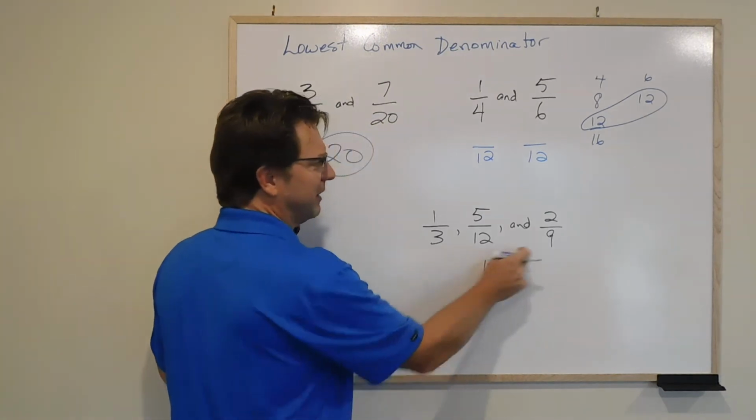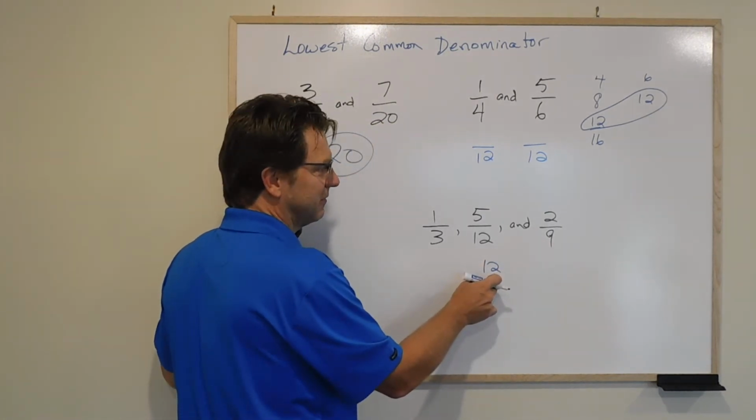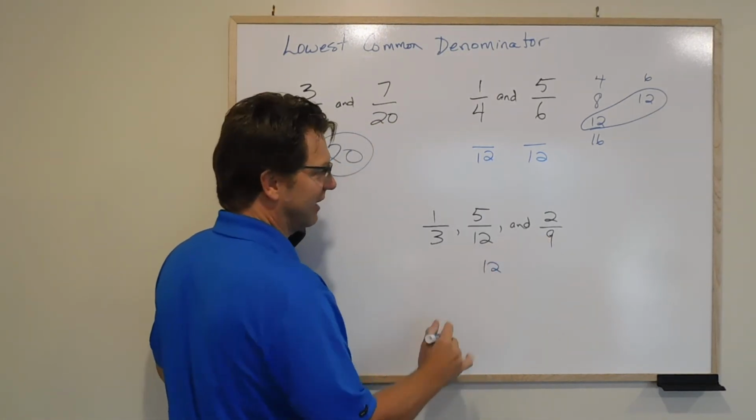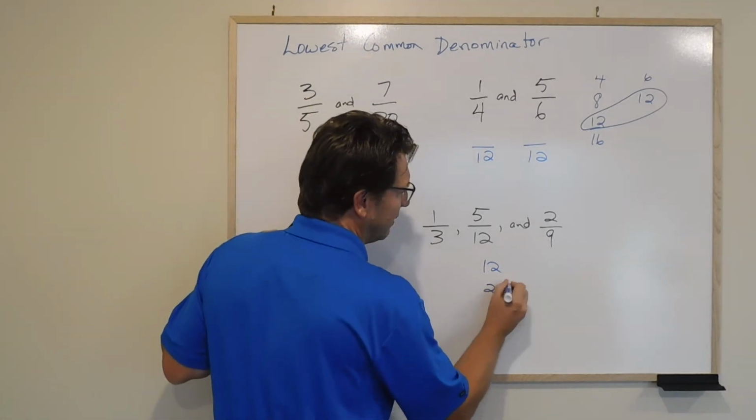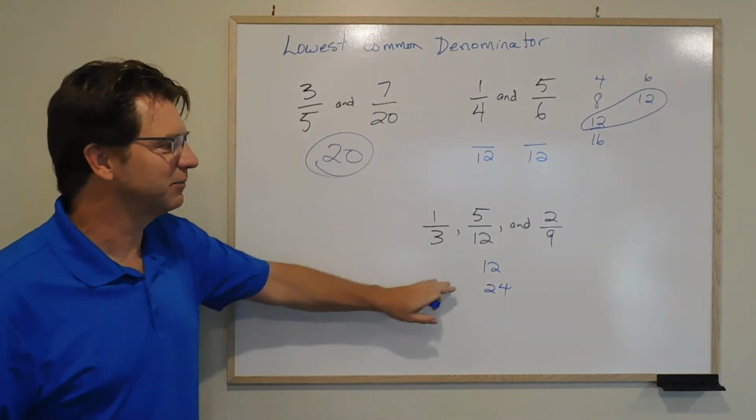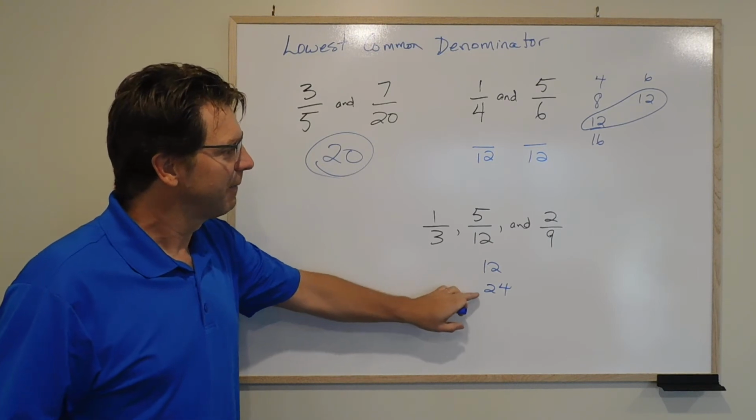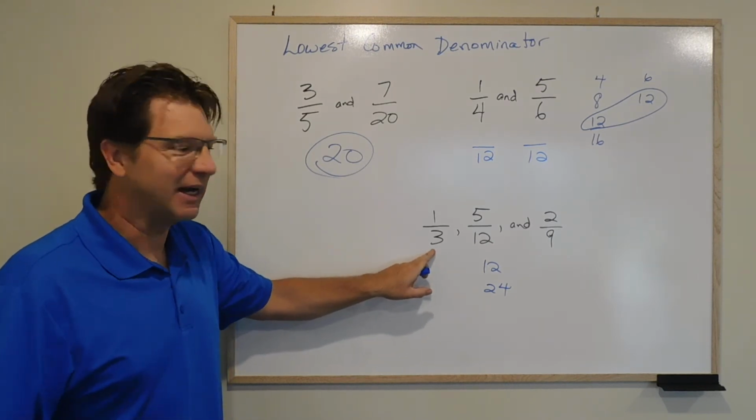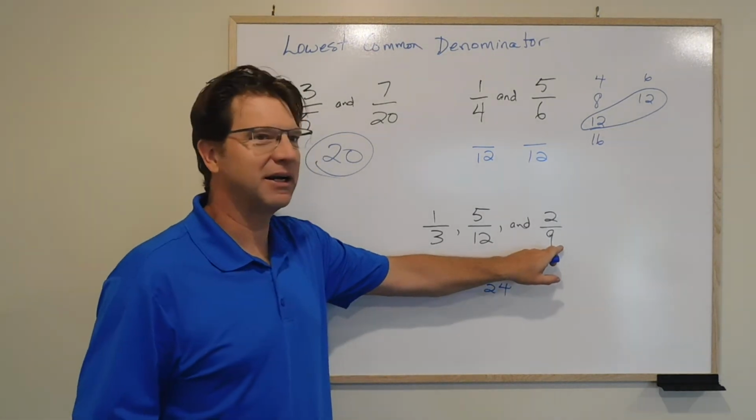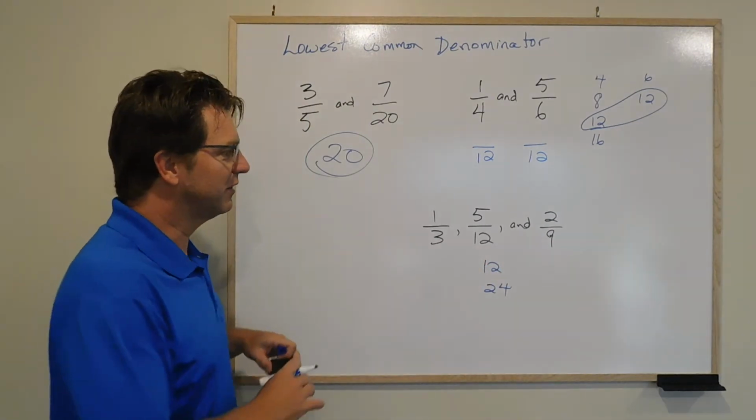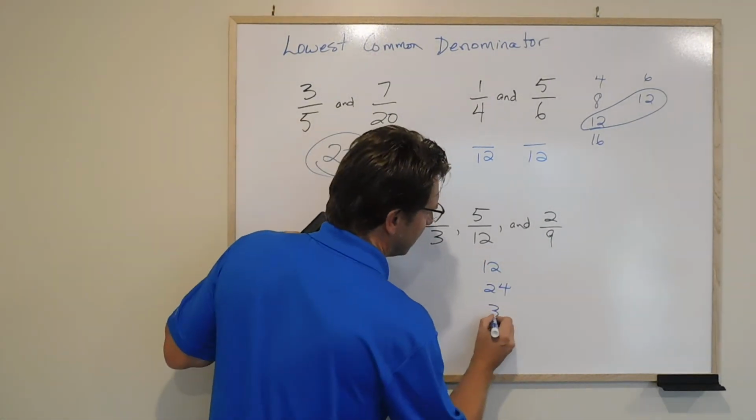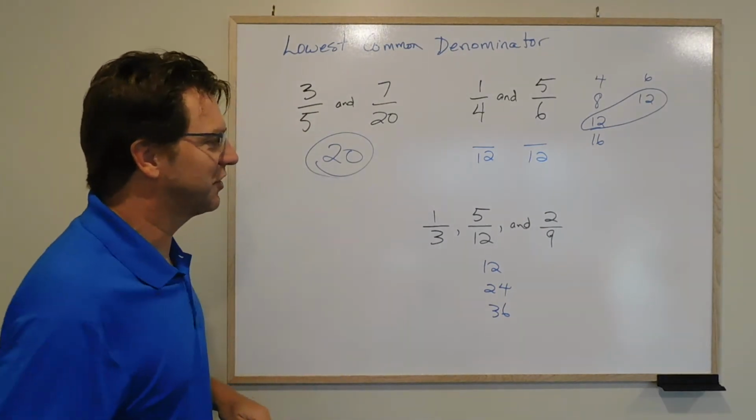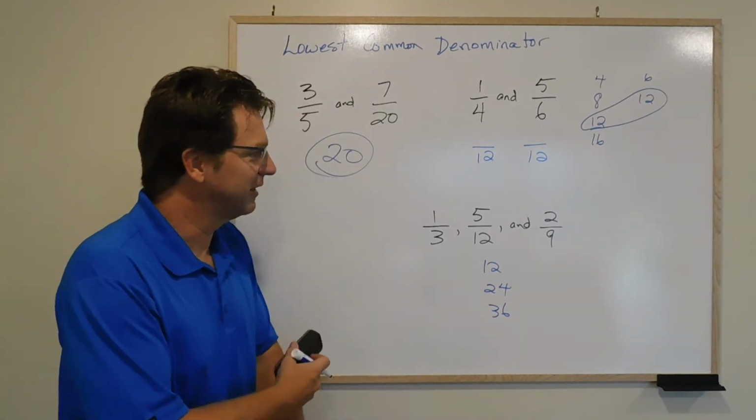12 does not work because 9 does not go into 12. Right? 12 divided by 9 is not nice. The next one is 24 because 12 times 2 is 24. 24 can be divided by 3, yes. Can 24 be divided by 9? No. So 24 doesn't work. 12 times 3 is 36. See, I'm taking the larger one here in this case.